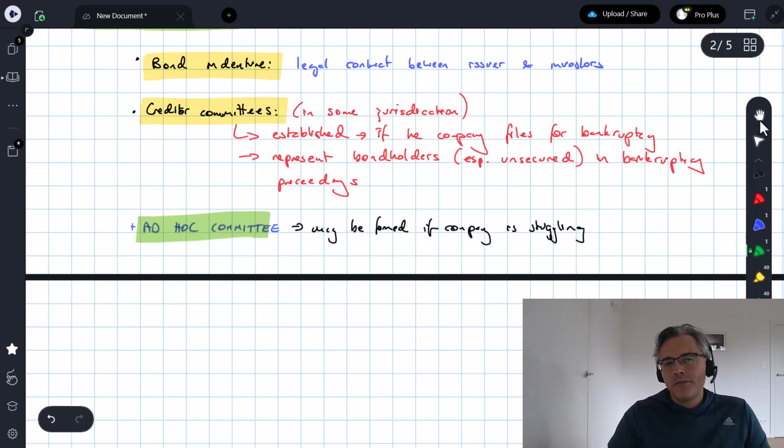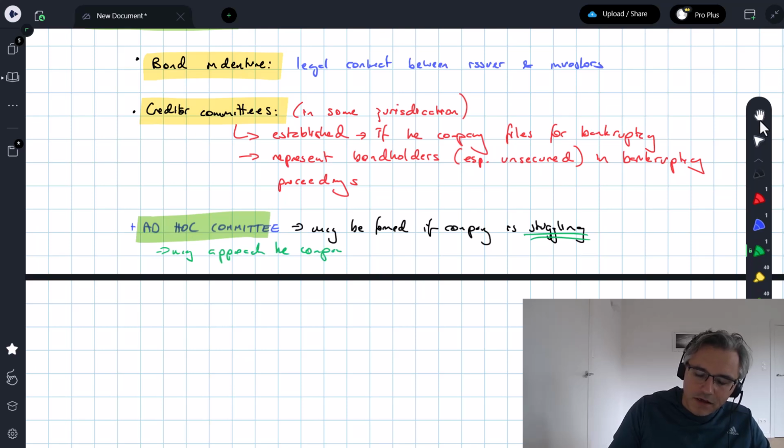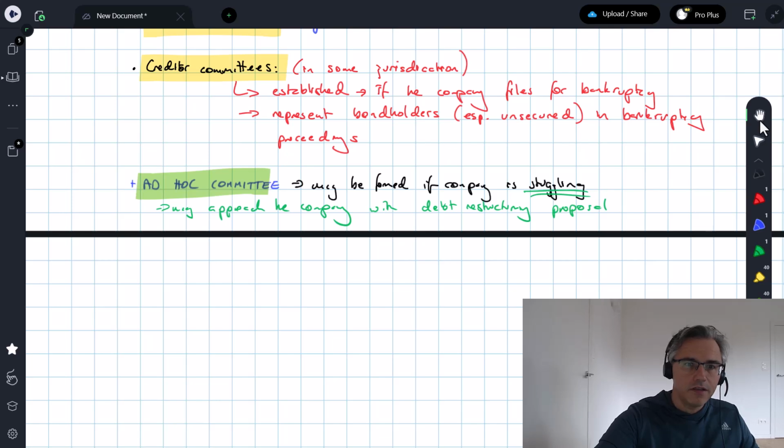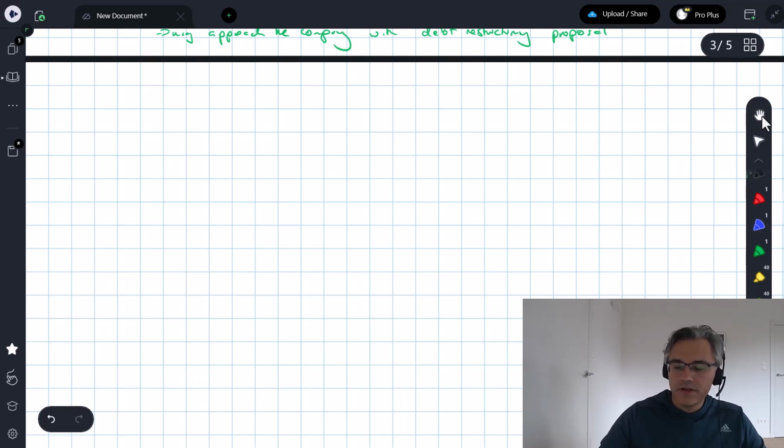But very often it's formed out of representatives of the bigger bondholders, and when the company is struggling, so it seems likely that it will get into even more trouble, they may already at this stage approach the company with some proposal for a solution, with, for example, a debt restructuring proposal. Because they don't represent all the bondholders, the company would still need to put it to the vote of the remaining bondholders and get their majority.